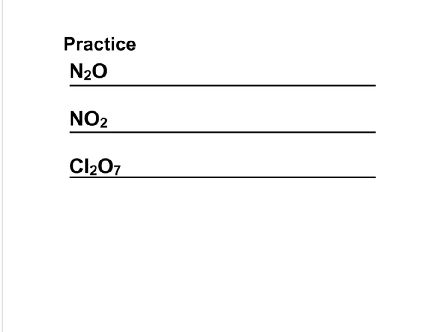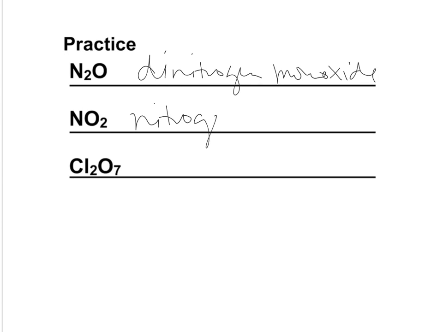All right, so let's practice. We have 2 nitrogen, dinitrogen, we have 1 oxygen, monoxide. Here we have 1 nitrogen, but I'm not going to say mono, I'm just going to say nitrogen, dioxide. 2 chlorine, so dichlorine. 7 oxygen, so heptoxide.